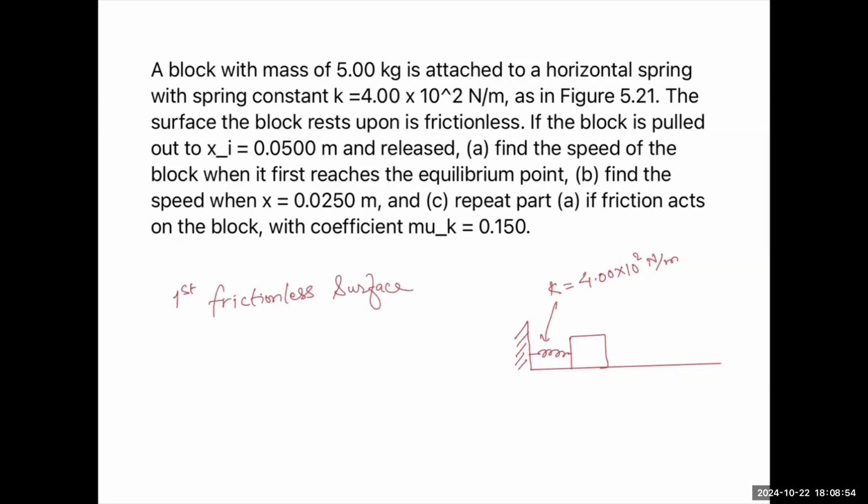And if this block is pulled to a distance of, this is xi, 0.0500 meter, right? And if it is pulled to that distance and then released, find the speed the block reaches at the equilibrium point. So at what speed will the block be going at the equilibrium point? What is the velocity at this particular point, right? And also find the speed when it is this one. So how do we tackle this problem, right?